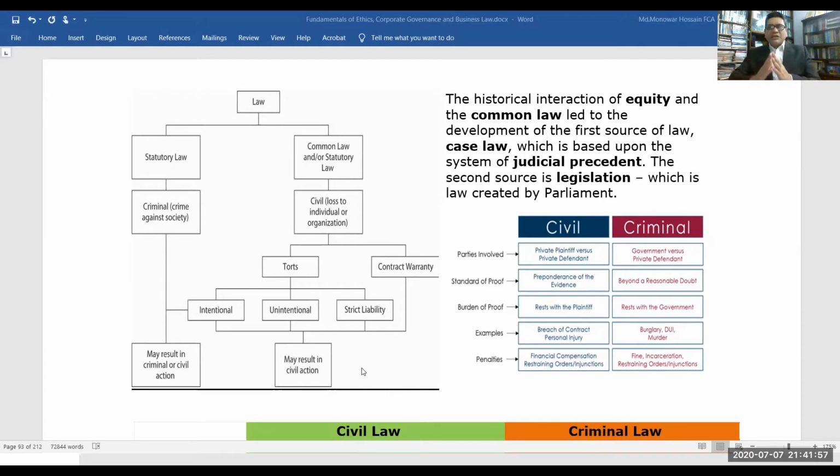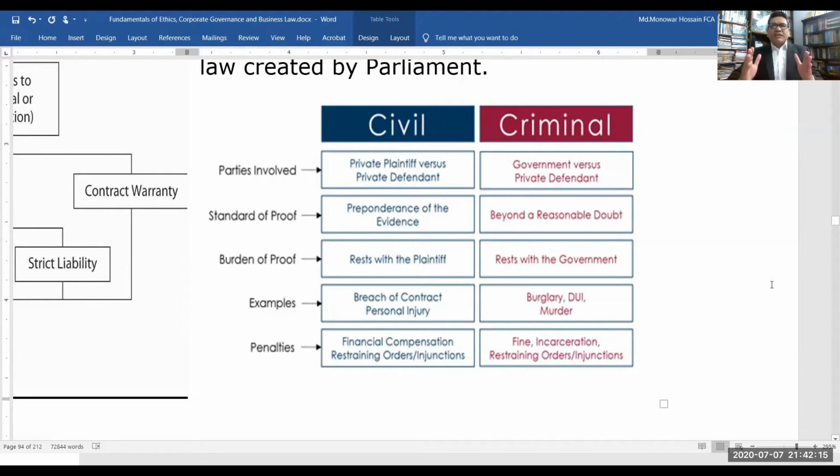So in civil law, the parties involved are private. Look here, civil and criminal, if we separate both. The parties involved in civil law are a private plaintiff versus a private defendant, and in criminal law it is the government versus the private defendant. The standard of proof is the preponderance of the evidence in civil law, and beyond a reasonable doubt in criminal law. The burden of proof is on the plaintiff in civil law, and on the government in criminal law.